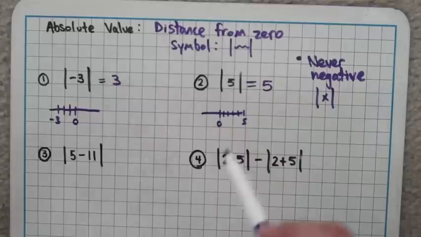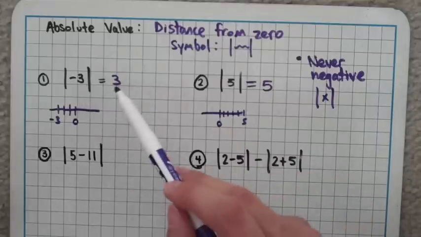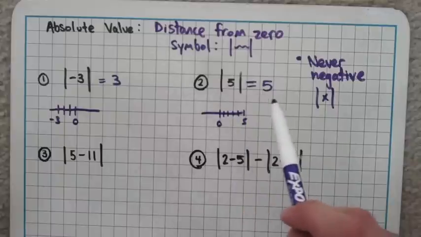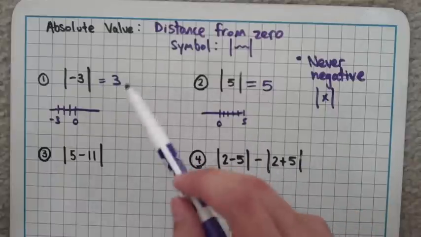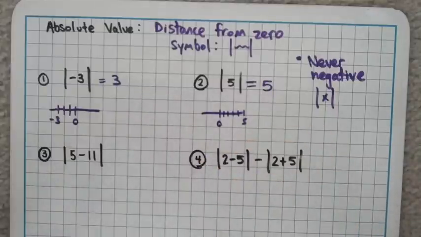Some people will mistakenly say, well, if the absolute value of -3 is +3, that means the absolute value of 5 is -5. That's not the case. It's always a positive answer, or 0, if you happen to get that.